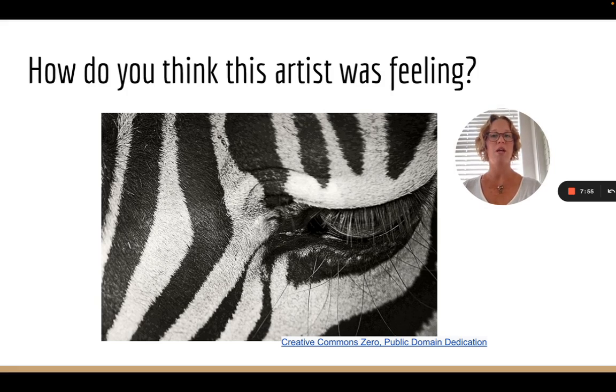Remember, artwork can be paintings, drawings, photography. So this is an example of a picture. It's a photograph of the zebra. And for me, this zebra is feeling sad. Its eyes are drooping down. It looks sad, maybe tired.